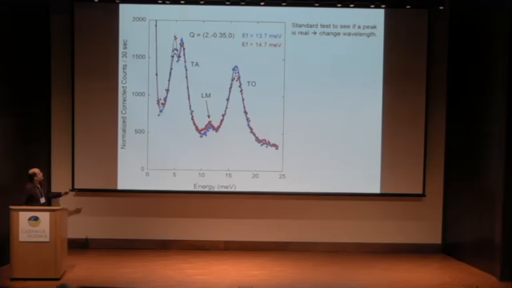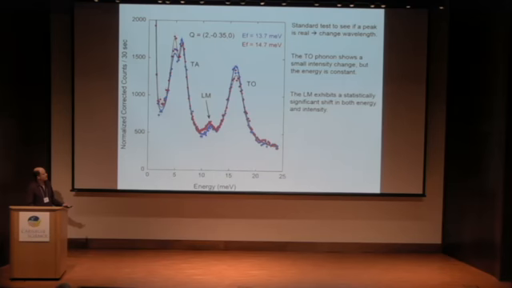The acoustic mode intensity, you can see, follows the same shape very nicely here. It's again hard to tell what the absolute intensity is because of that parasitic Bragg scattering, but the thing to focus on is the local mode has shifted intensity by about 50% and position by about a quarter of an MeV. So again, the optic phonon shows a small intensity change, but the energy is essentially constant. The local mode changes statistically significantly in both energy and intensity. For that reason, we don't believe this local mode is a true mode.